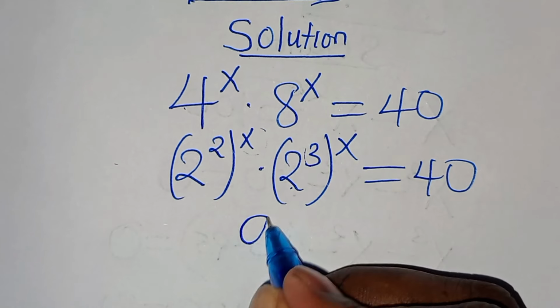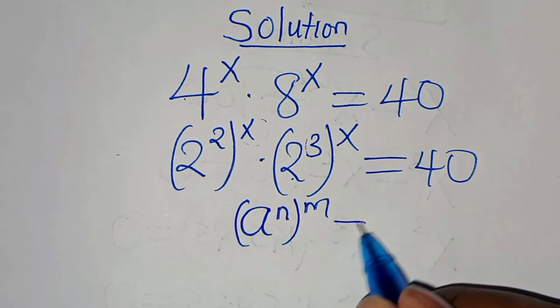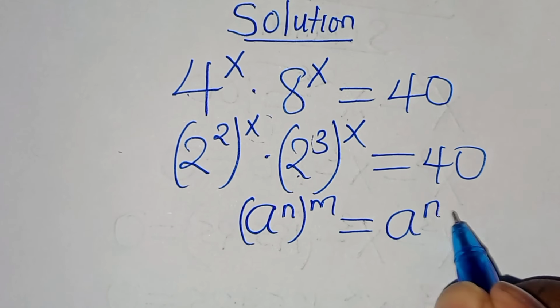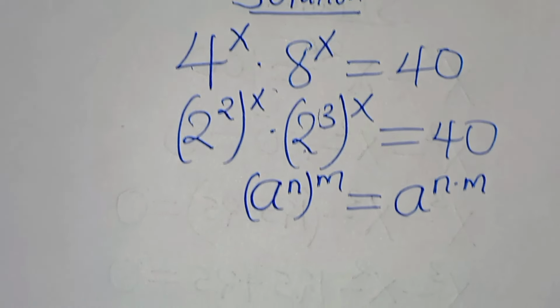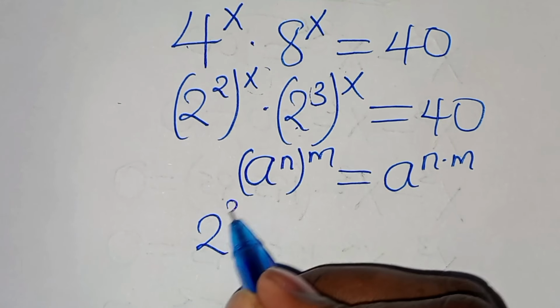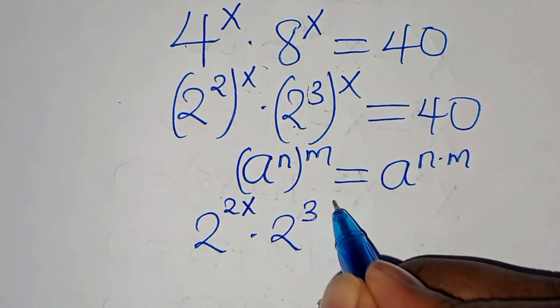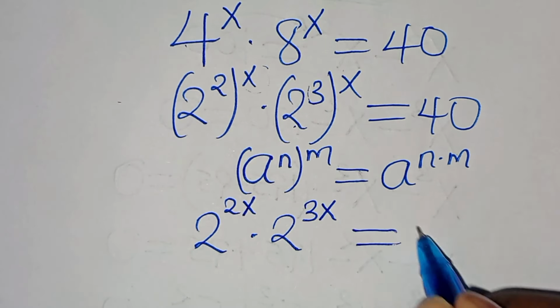Now 2 to the power of 2 raised to the power of x and 2 to the power of 3 raised to the power of x. This is in the form of a to the power of n raised to the power of m, which we can express as a to the power of n multiplied by m. Applying this exponent property, we have 2 to the power of 2x multiplied by 2 to the power of 3x. This is equal to 40.